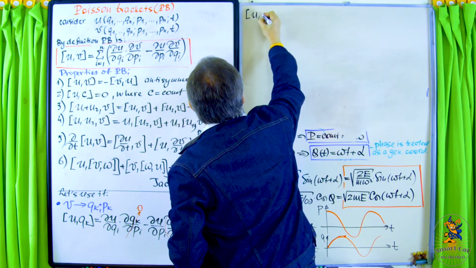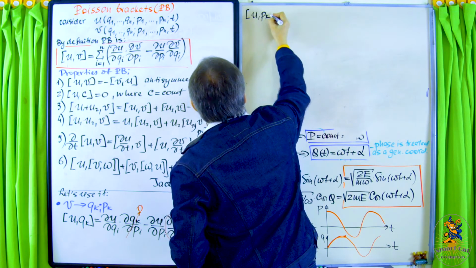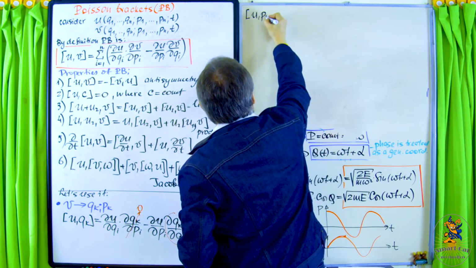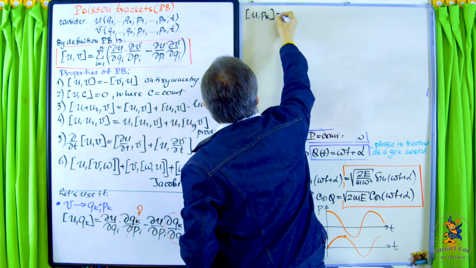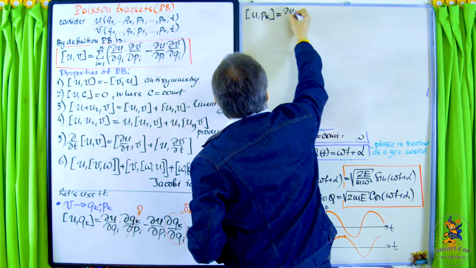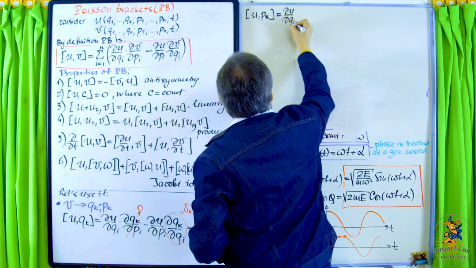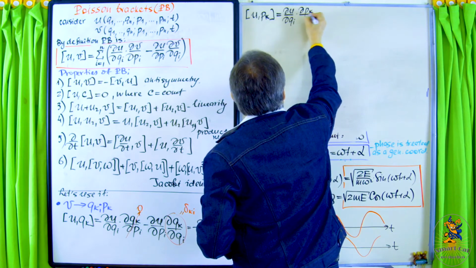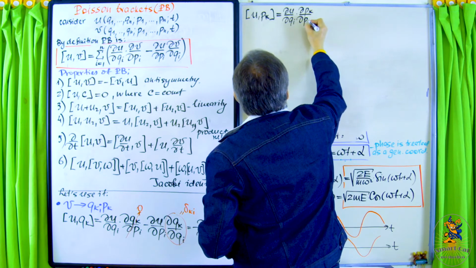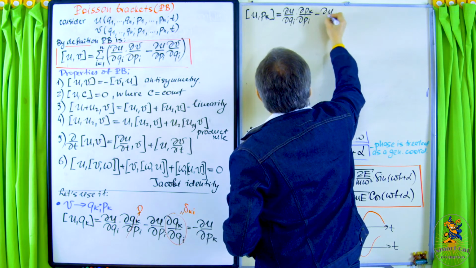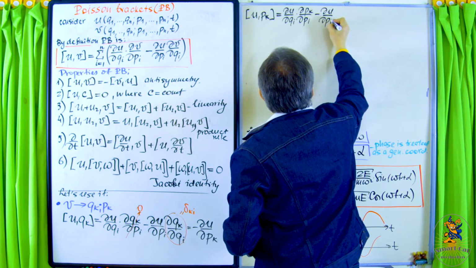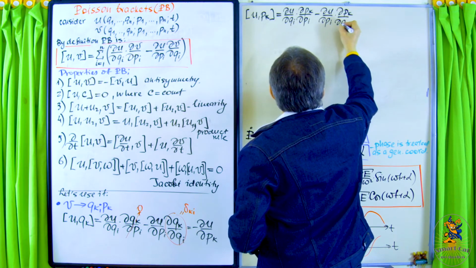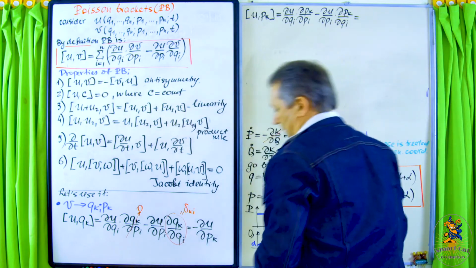So u bracketed with p sub k. Okay, looks like x, sorry, k. All right, again, by definition, it's a partial derivative of u with respect to qi. Again, summation is skipped. Pk with respect to pi minus partial derivative of u with respect to pi and partial derivative of pk with respect to qi.